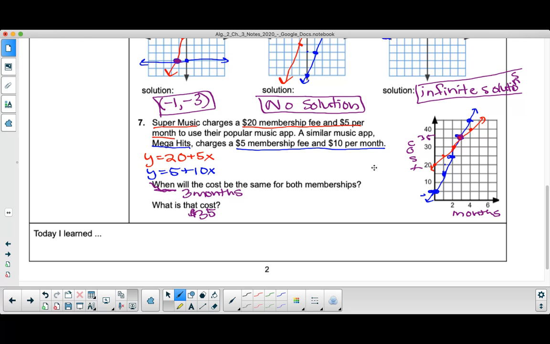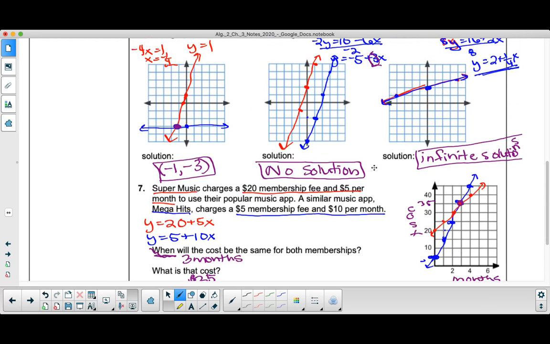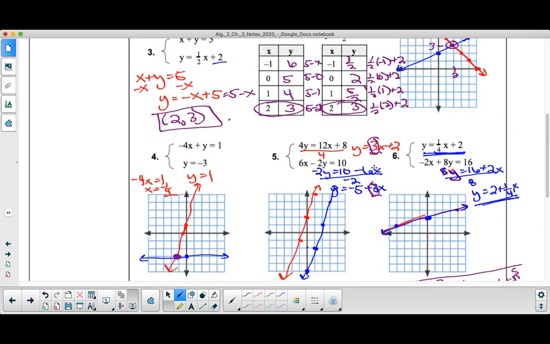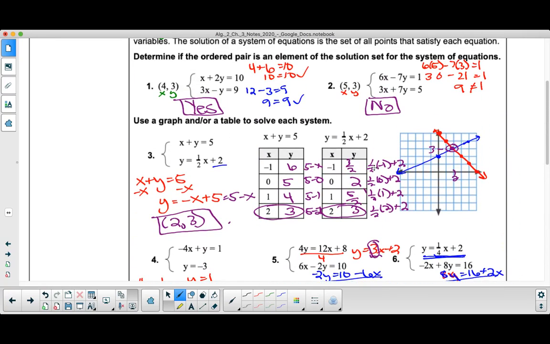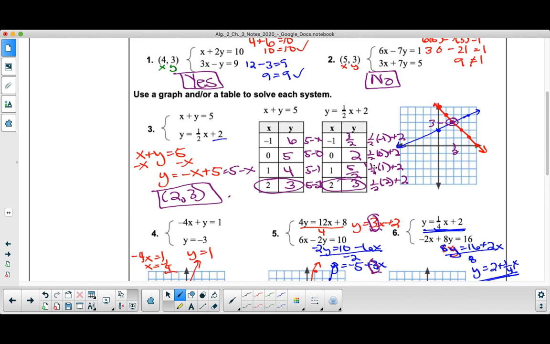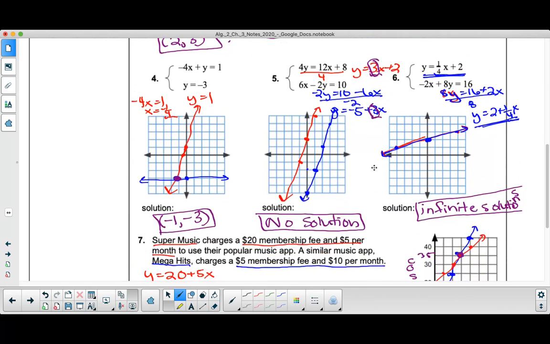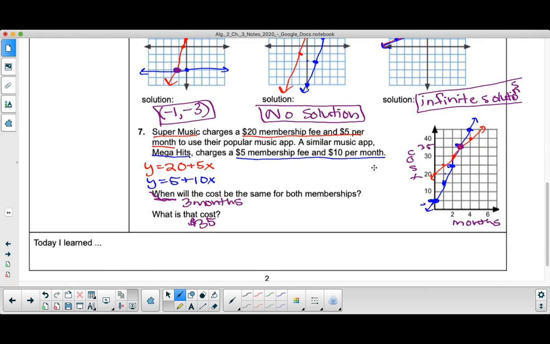So that's just our intro to systems of equations, being able to solve them by graphing. It gives you more practice graphing linear equations. And remember, where they intersect is the solution. And remember, if you have parallel lines or a line that's the same, what that means: no solution and infinite solutions.